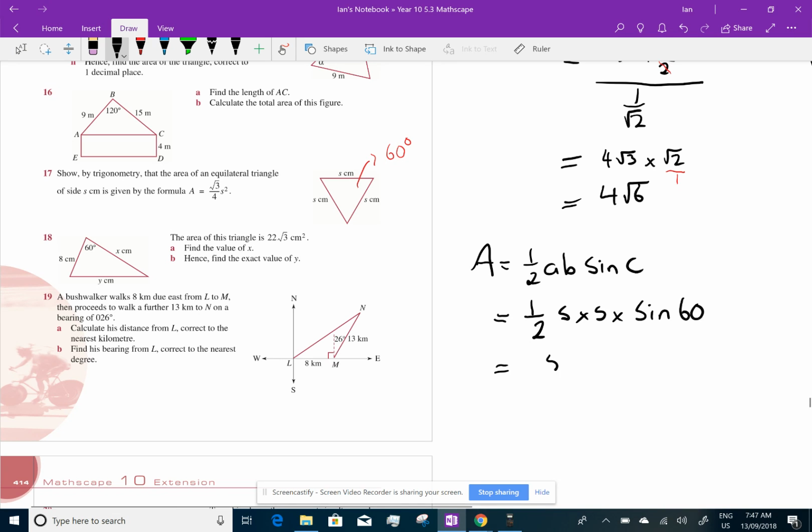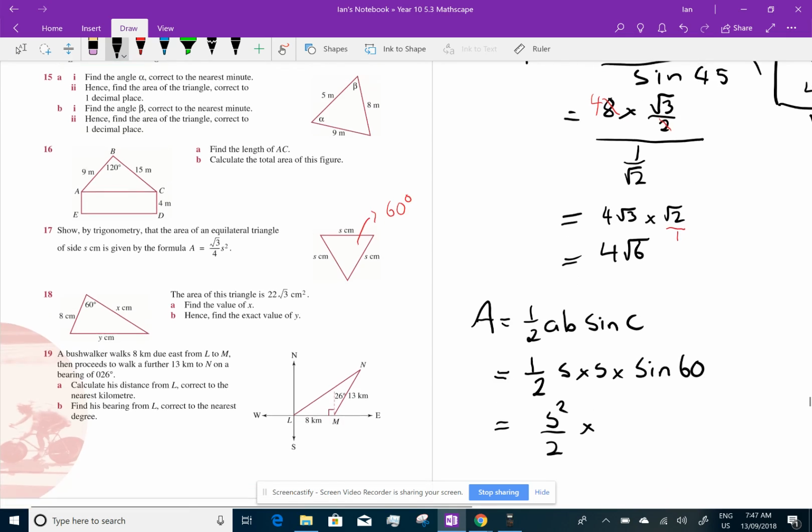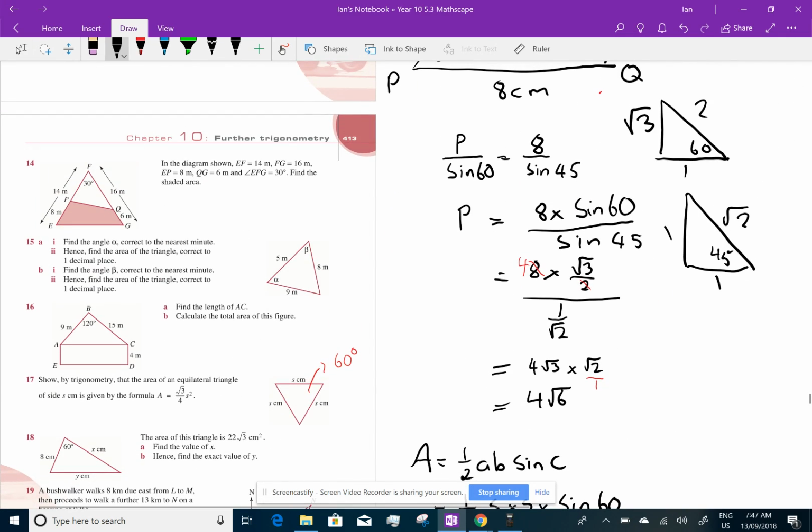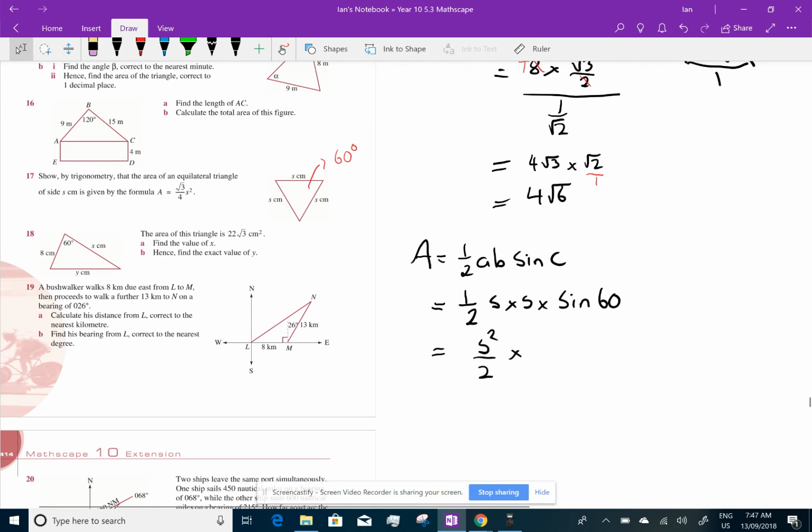Well, that gives me s squared on 2. And sine 60, if I look back up here, sine 60 is root 3 on 2. So root 3 on 2. And that gives me root 3 s squared, and 2 times 2 is 4. And that is question 17. That's pretty easy.